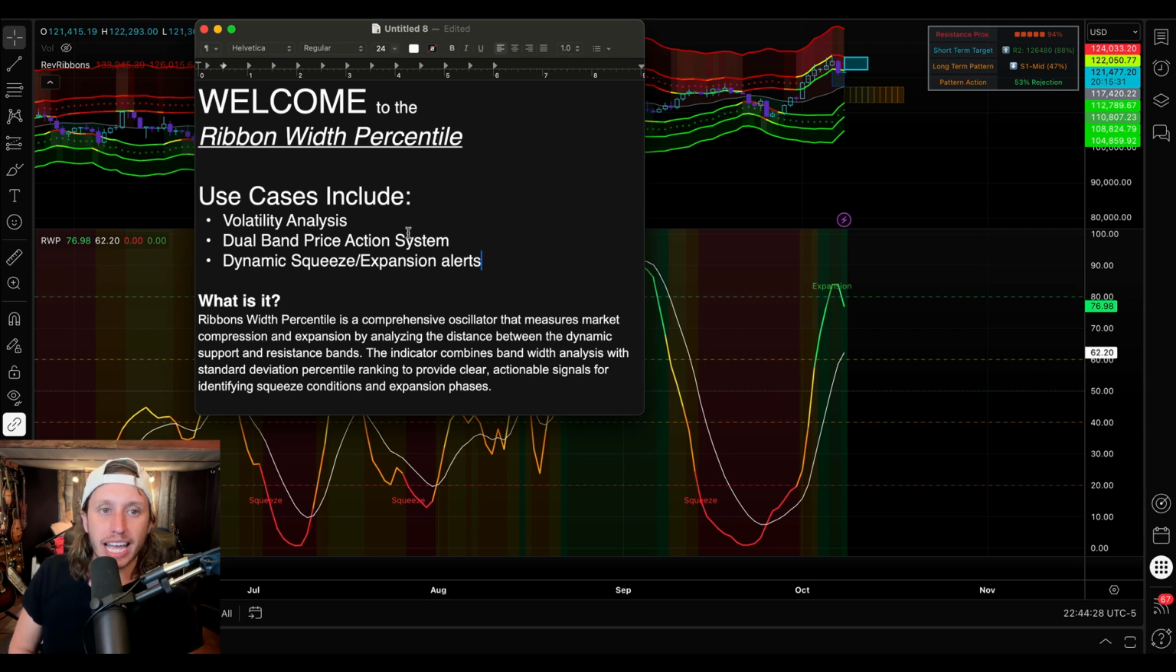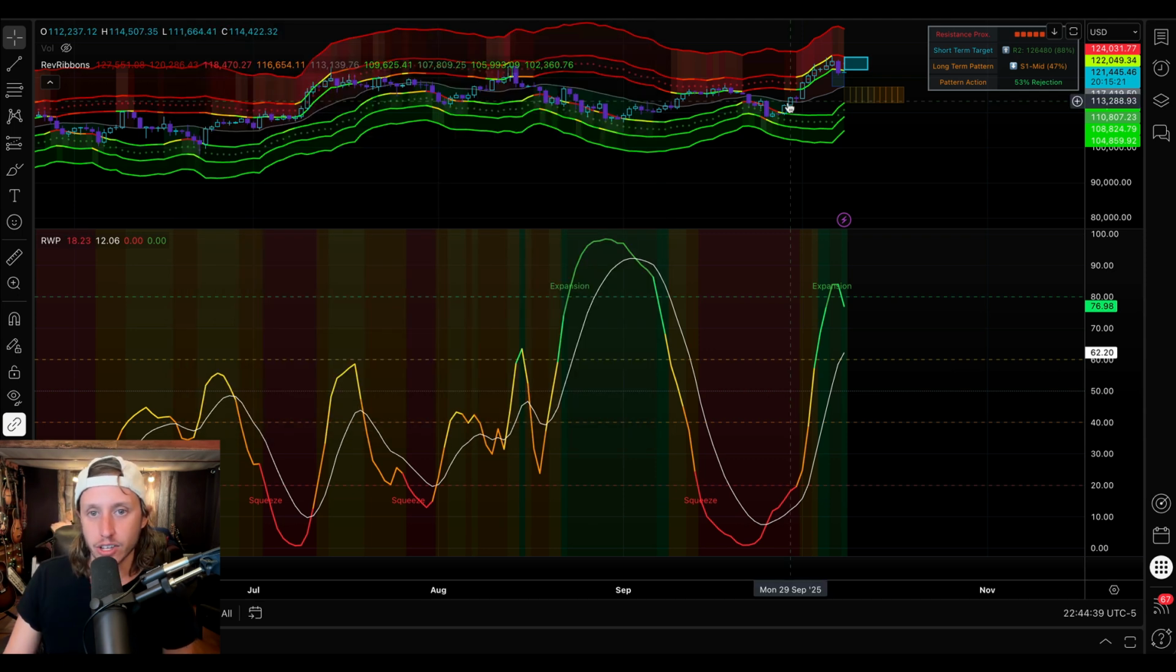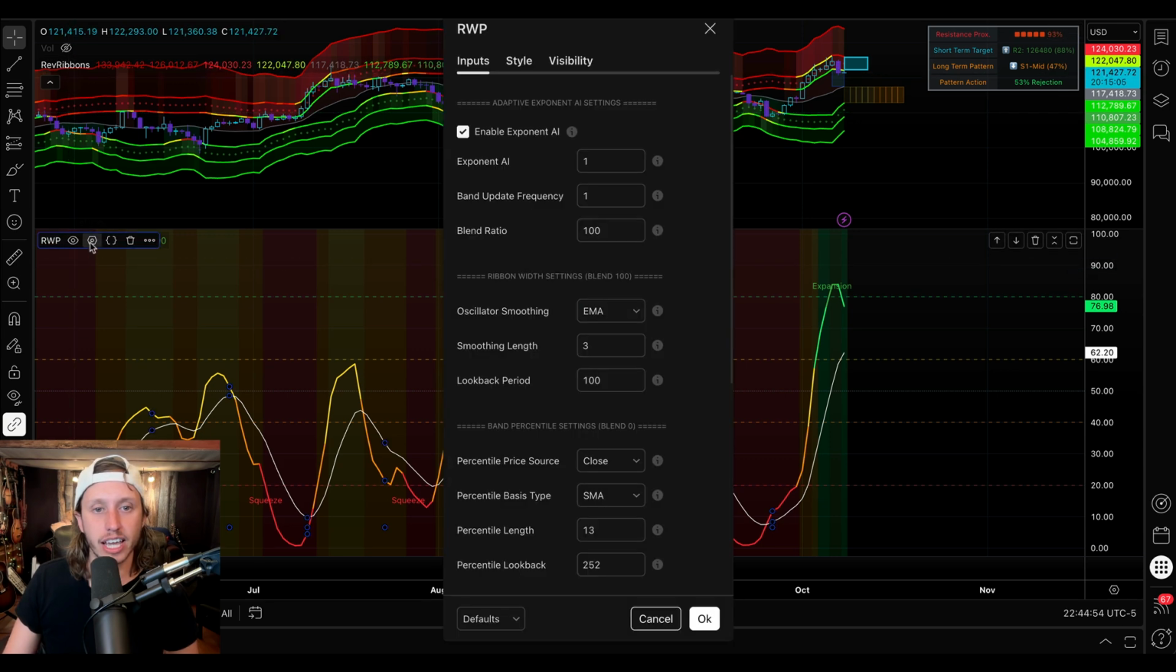In this video, we're going to be looking at the ribbon width percentile. It is just a great tool for finding volatility and used in conjunction with the ribbons or the momentum oscillator. In the oscillator video, I actually showed an example of a strategy where I used it on a 2-hour time frame to really help out the strategy. Let's jump into the indicator and then we'll look at how it responds to price action.